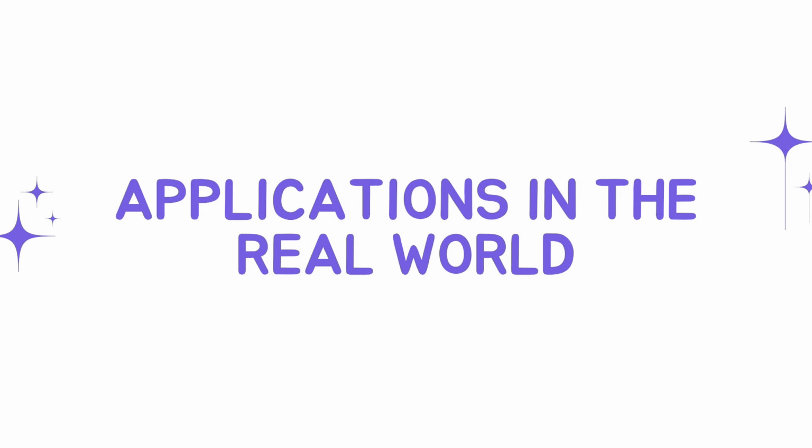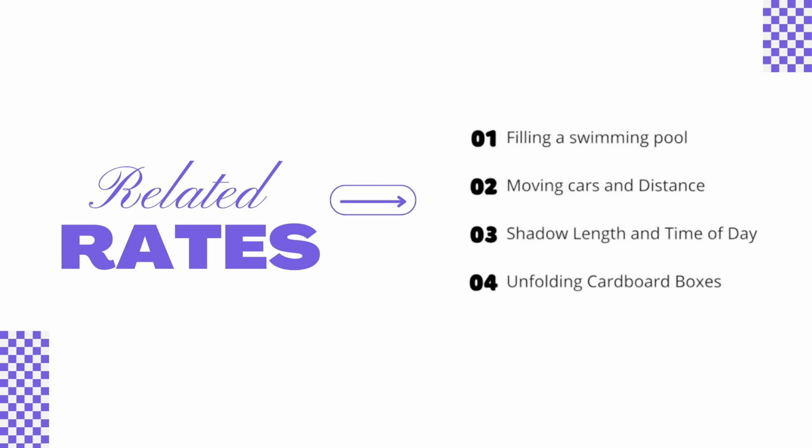So what are the applications of related rates in the real world? The first one is filling a swimming pool. Consider a swimming pool being filled with water. You can use related rates to determine how quickly the water level is rising in the pool concerning the flow rate of water from the hose. The second one is moving cars and distance. In a scenario where two cars are moving towards each other, you can use related rates to find the rate at which the distance between the two cars is decreasing.